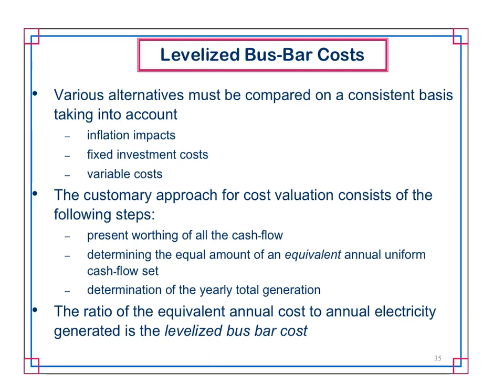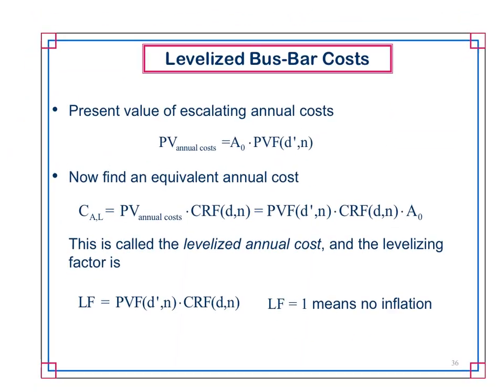Then you also figure out your yearly generation to figure out your total kilowatt hours per year. And then you just divide that ratio, the amount of kilowatt hours you're producing, the dollars it costs, by the kilowatt hours, and now you have dollars per kilowatt hour for your levelized bus bar.